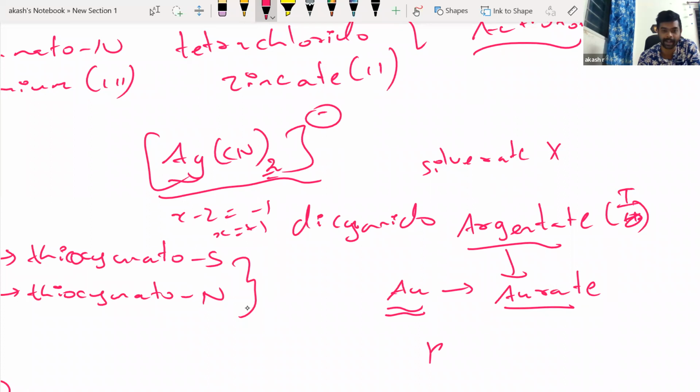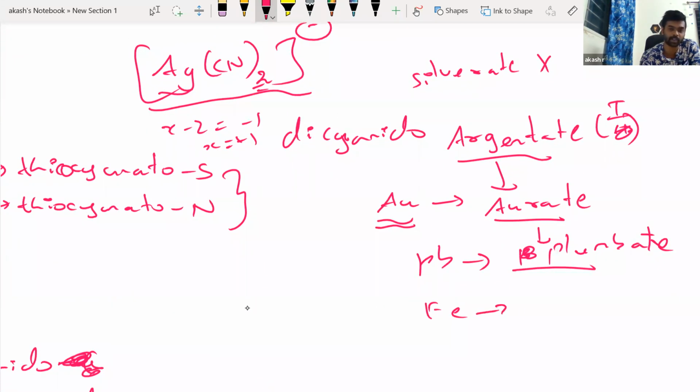Say if lead was the central metal, you will not get it in the exam, but still, what will you write here? You should write it as plumbate. Again, Fe we already know, Fe is going to be ferrate. Anything else? Yes, tungsten. You will mostly write it as wolframate.